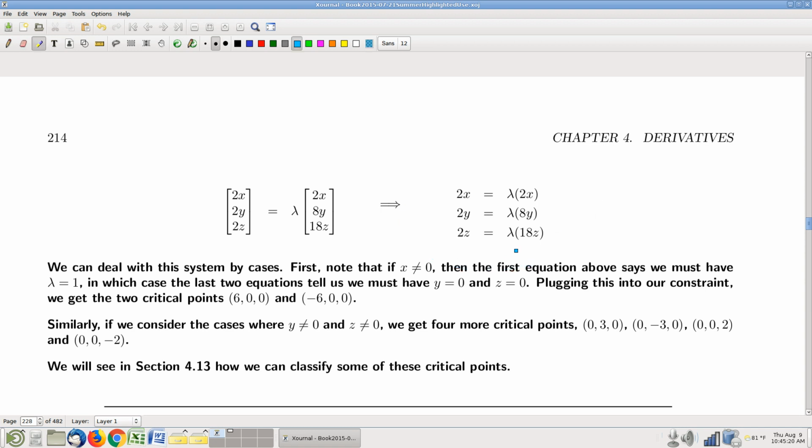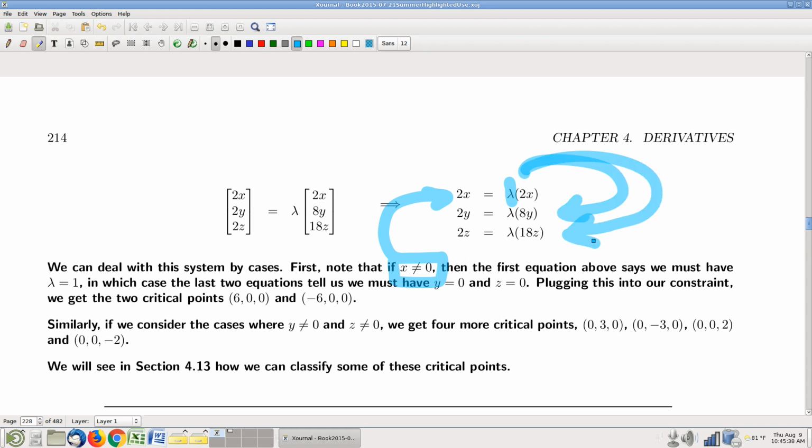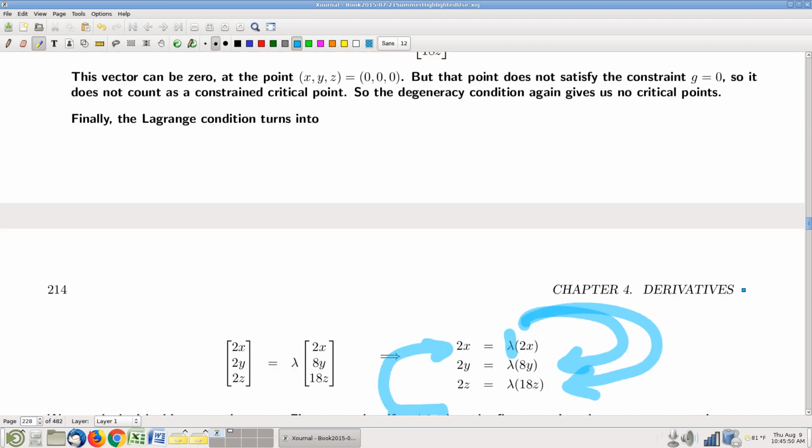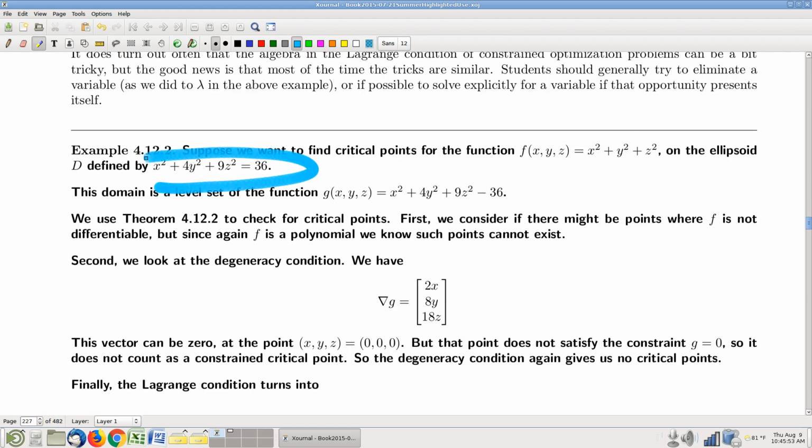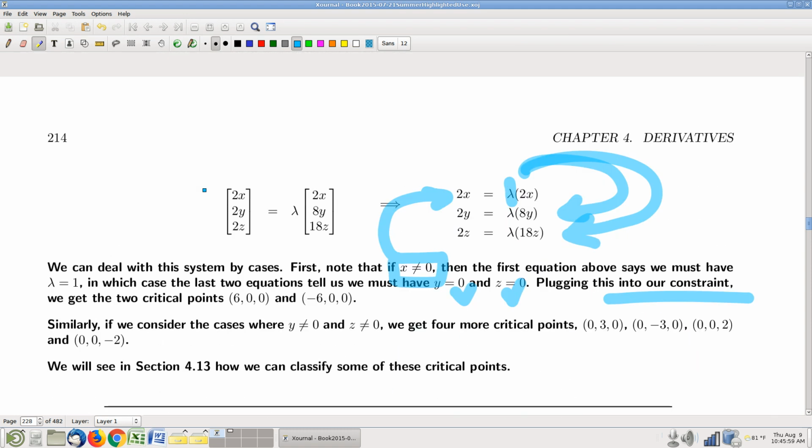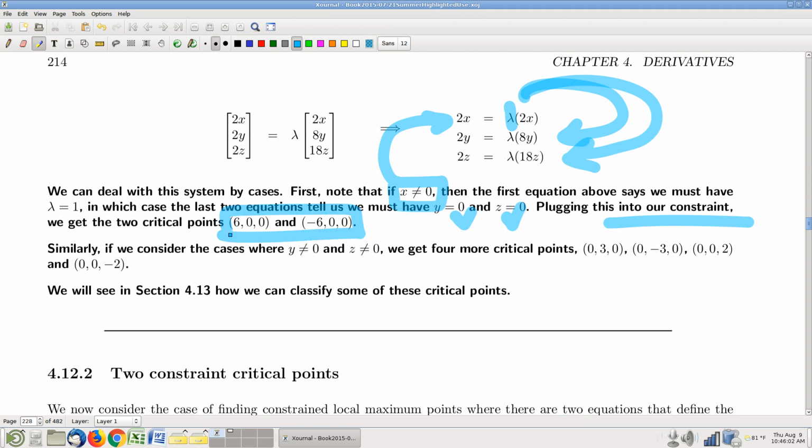So you can deal with this by considering certain cases. Let's suppose, just so that we can have something to work with, hypothetically, x is not 0. If x is not 0, well, okay, then I know lambda is 1. I can plug that into these two equations. If lambda is 1, that tells me that y and z are 0. If I know that y and z are 0, put that into your constraint equation. If y and z are 0, x is plus or minus 6. And so you get these two critical points that you would have otherwise totally missed.